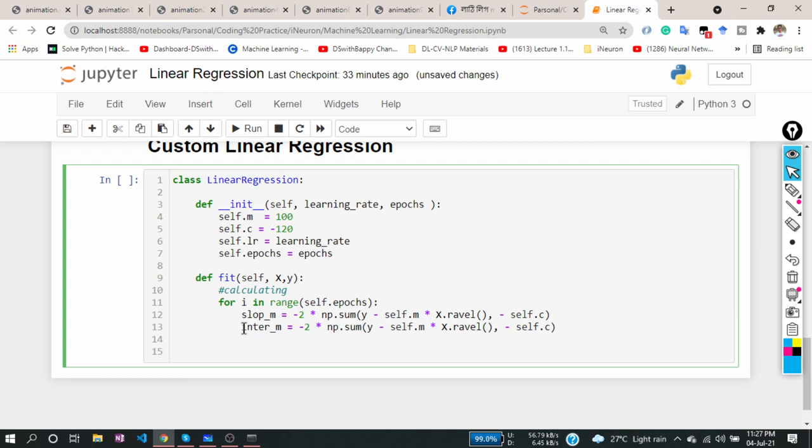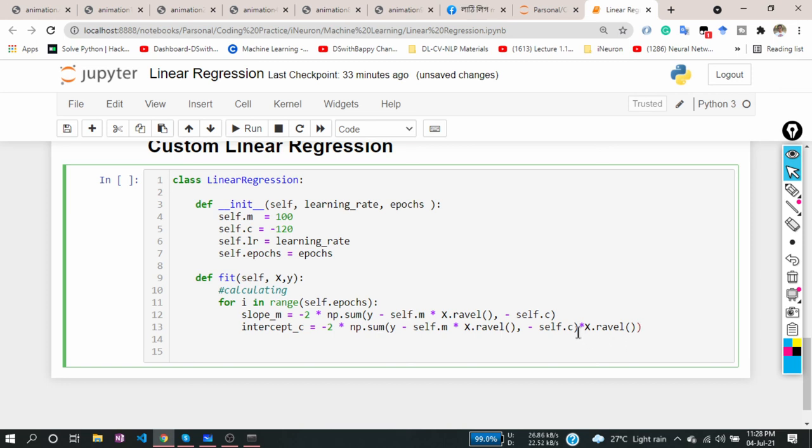Okay, intercept c. I think that would be good to understand. So most of the things are the same, you can see, but what we have to do is just multiply using x, and x dot ravel, because ravel will solve the dimensional issue. Okay, so now it will be in the bracket, I think. Yeah, it will be bracket.